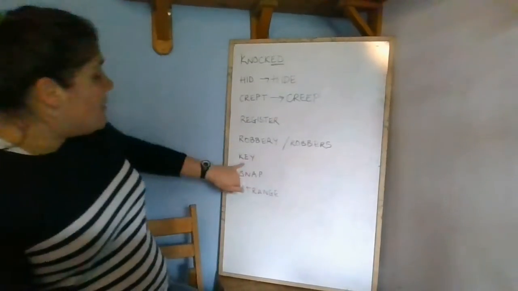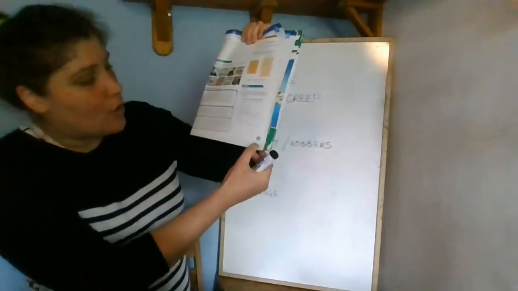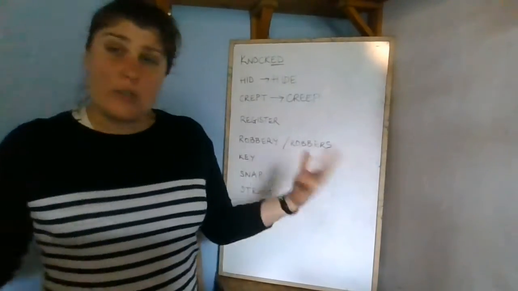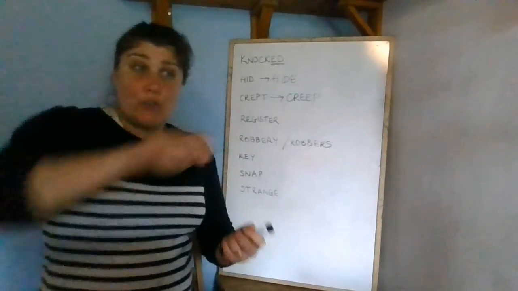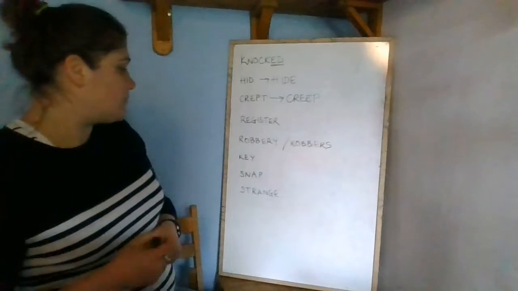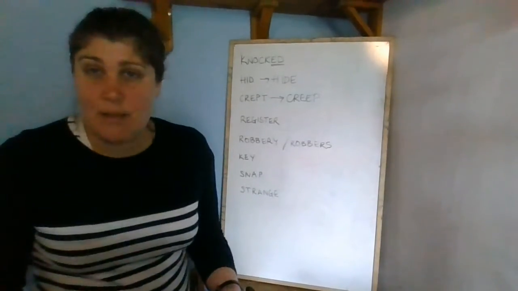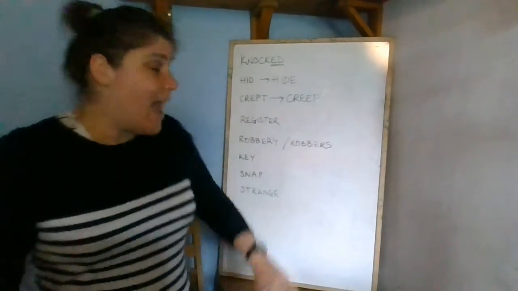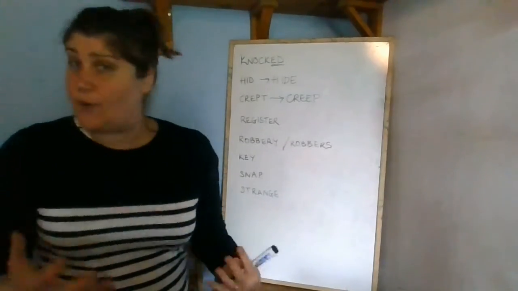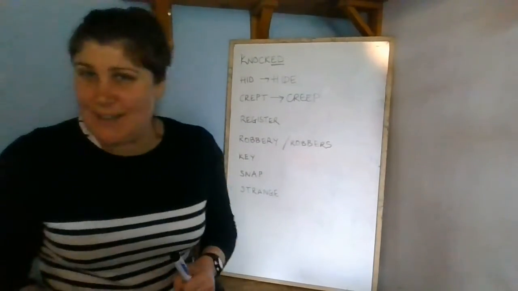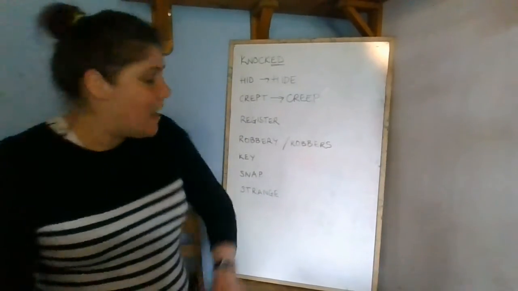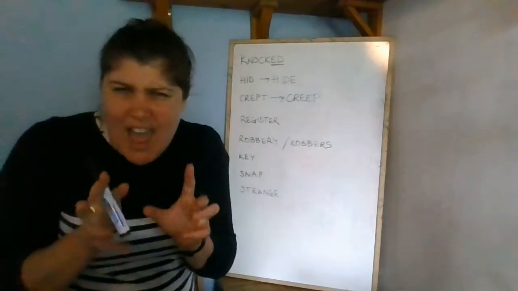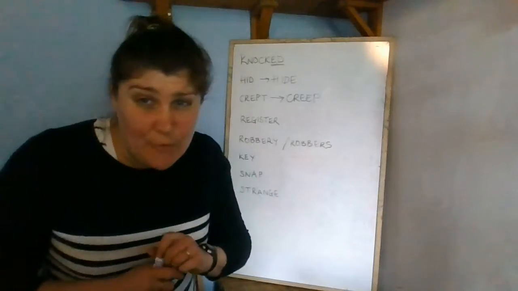The next one is key. If you look on page 73, picture F, this is a key. What do you use a key for? Good, to open a door. Well done. The next one is snap. To snap a photo is to take a photo. And snap is also another word for photograph. Look at my snap. Snap a photograph. And finally, strange. Strange means rare. A bit weird, a bit different.